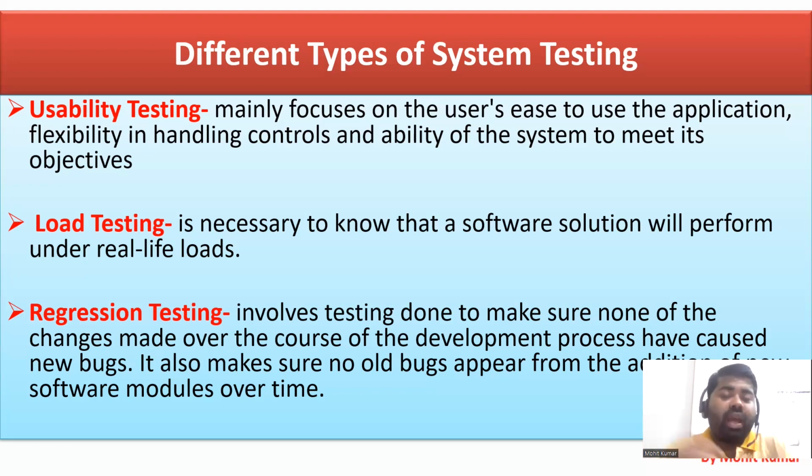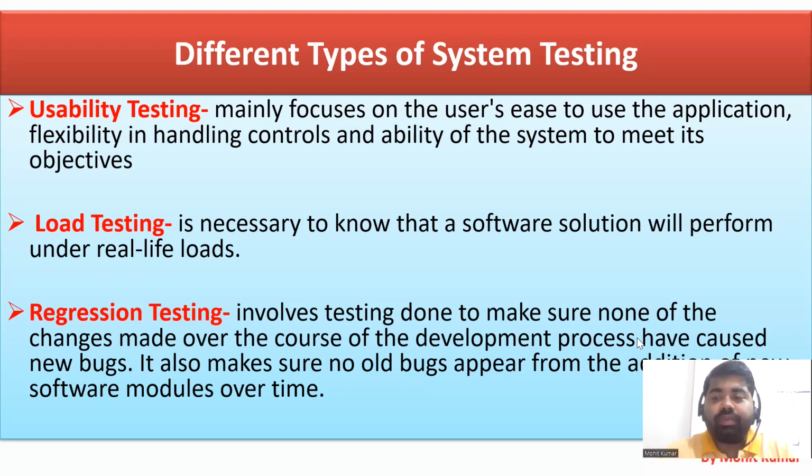Regular users on Amazon are 1 lakh, but they are expecting that day the users might increase to 5 lakh. How does the system behave like this? So they have to test. Load testing is necessary to know that if they do not test, and they have a capacity of 1 lakh and 5 lakh users come to the application, obviously something will go wrong, right? So this type of testing is called load testing, necessary to know that the software solution will perform under real life loads.